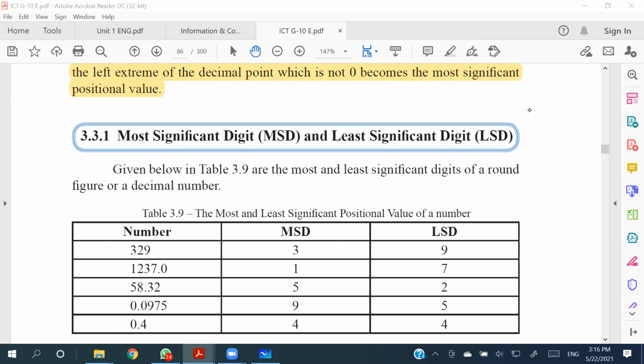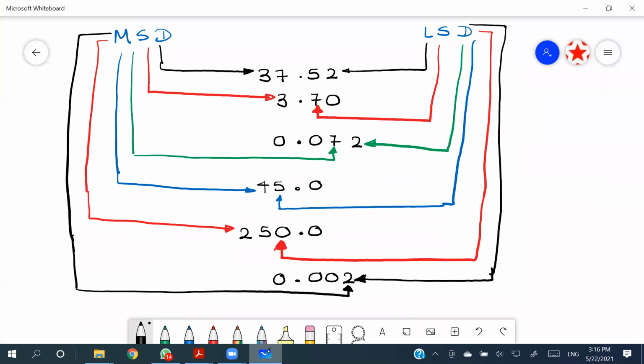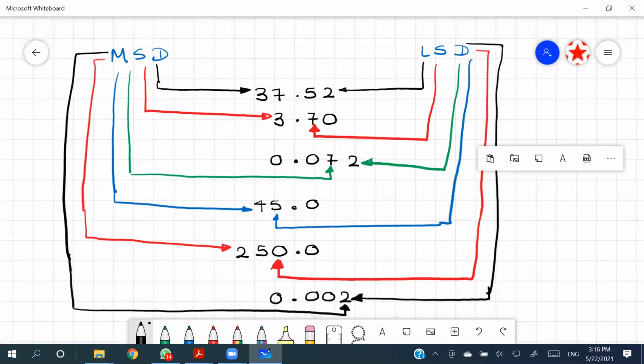Okay, so let's move to the diagram. Seems everyone is done. Okay, this is the one you have to draw.